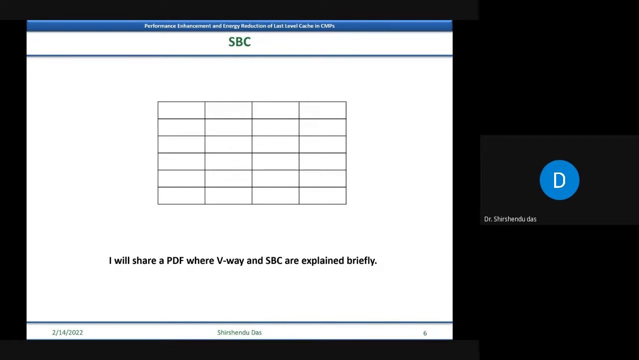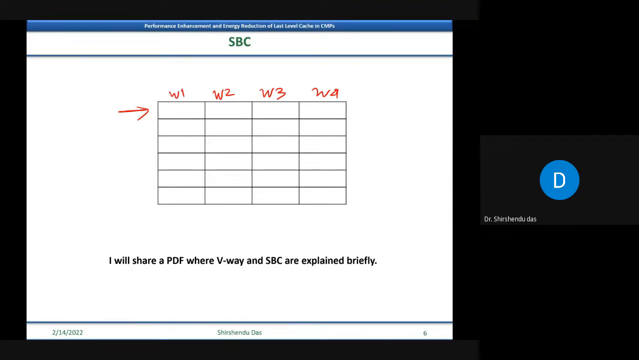Today I'll quickly explain one more technique called Zcache. Before explaining Zcache, I'll explain one concept called skew associative cache. Skew associative cache is different from set associative cache. In set associative cache, you know the property that if you want to map a block, first you fix the set, and this block will always be placed in this set. There are four positions here, right? W1, W2, W3, W4. The block can be placed in any of these positions, but within that set. That is called set associative cache.